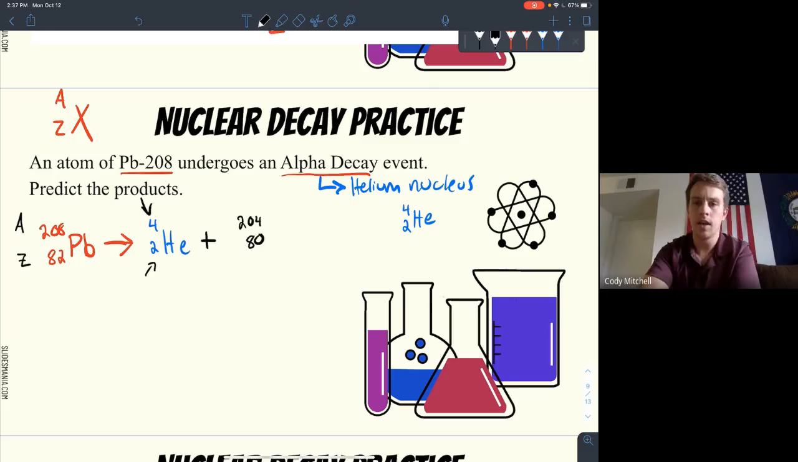The next step is to look at the periodic table, find an element with an atomic number of 80, and you'll see that this is Hg, or mercury. So the two products that we'll get from an alpha decay are a helium nucleus and mercury 204, Hg 204, atomic number 80.